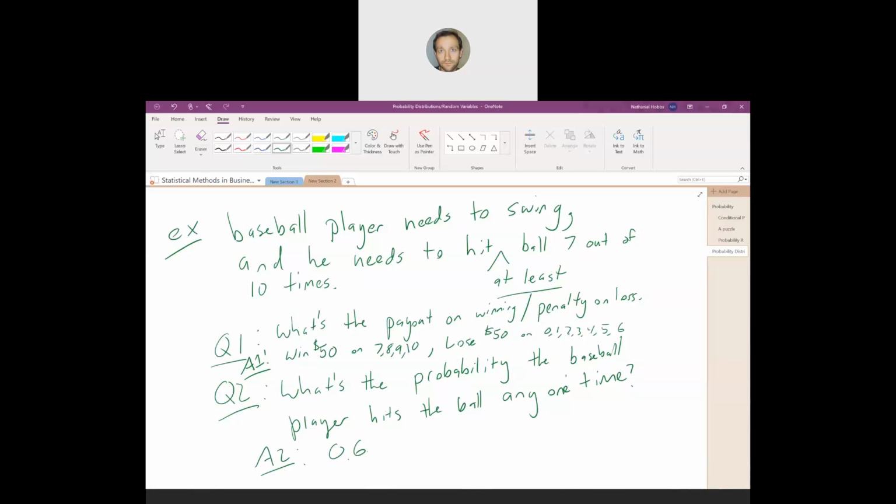So there's going to be 10 swings. This baseball player is expected to hit 6 out of the 10. Or on any particular time he swings, he has a 60% chance of hitting the ball. And the payouts are like this.